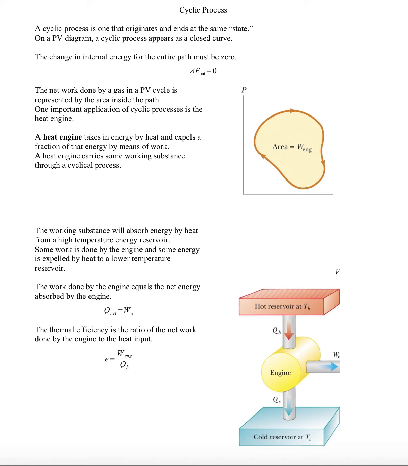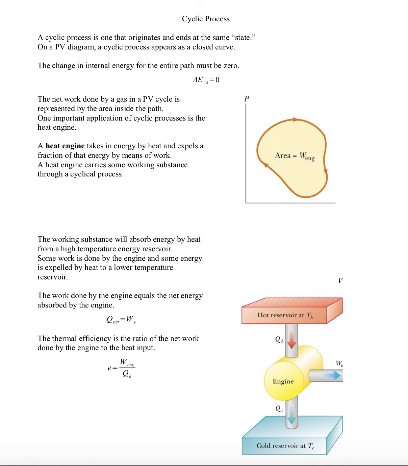In the case of a heat engine, there's a source of energy at the top. The engine uses that energy to do useful work. And then the excess energy gets expelled to the cold reservoir. The efficiency of the engine will be the useful work output divided by the energy input. And efficiencies are never 100%, always less than 100%.